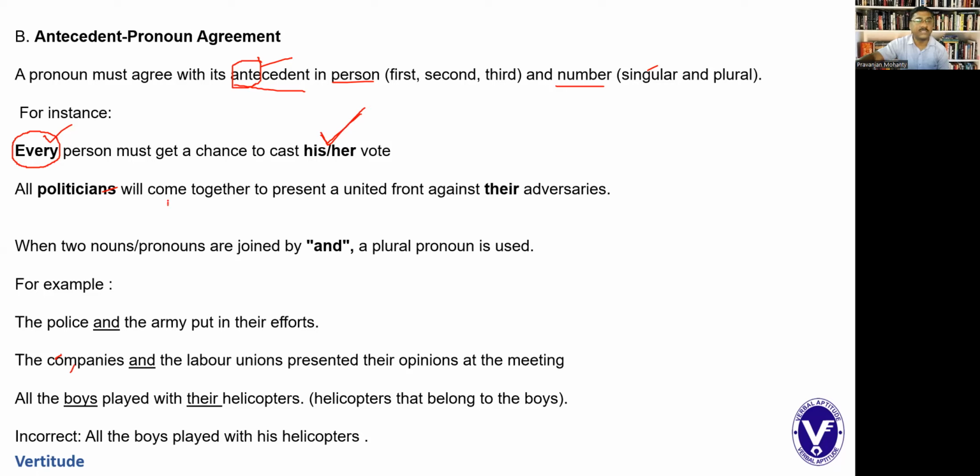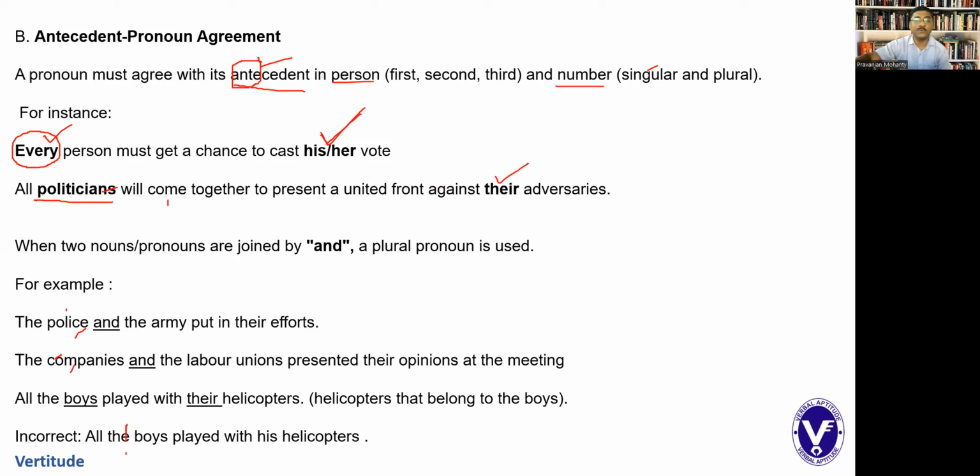All politicians come together to present a united front against their adversaries. All politicians, it says, and all politicians means it is plural. As this is plural, the pronoun that follows will also be plural.